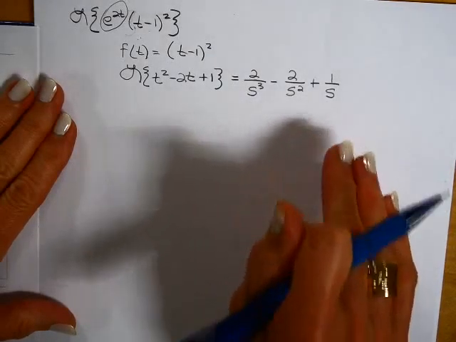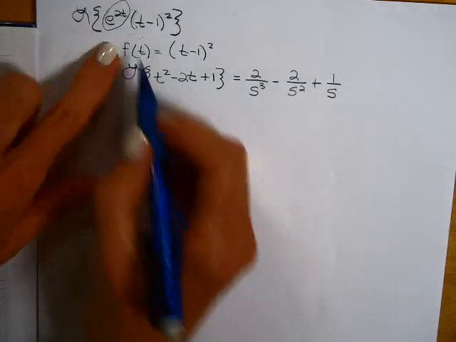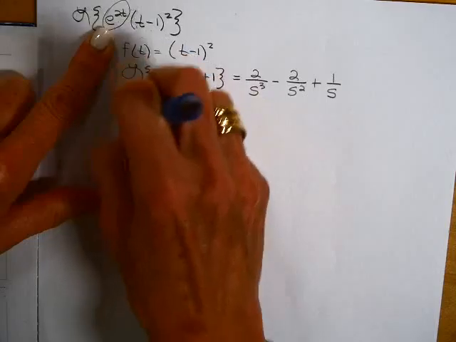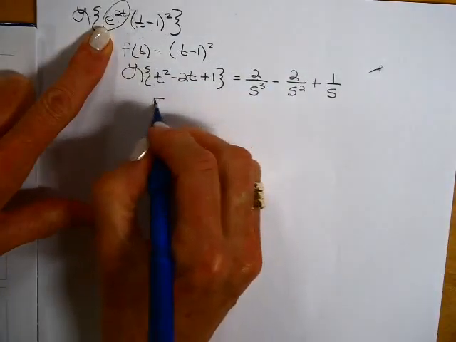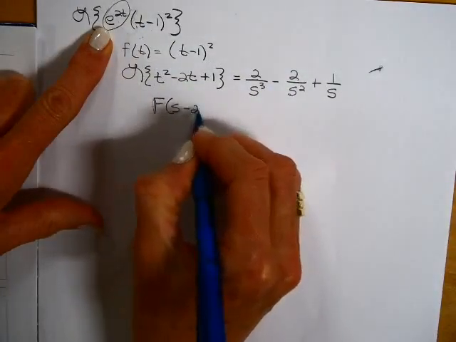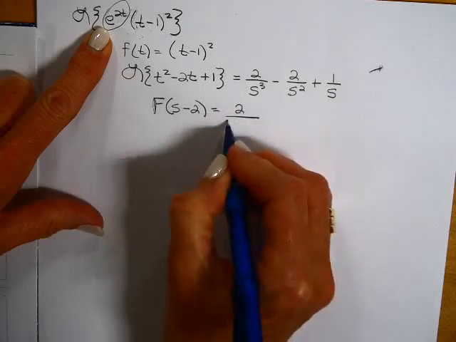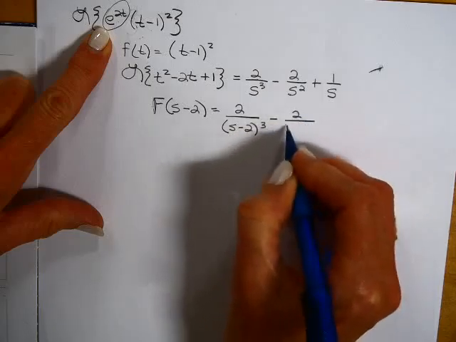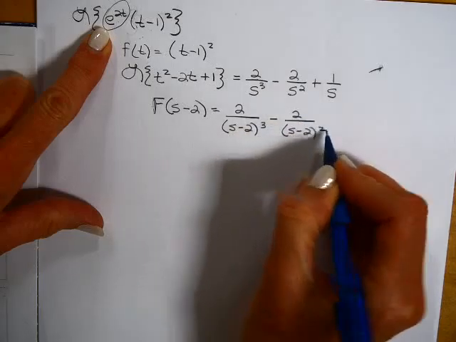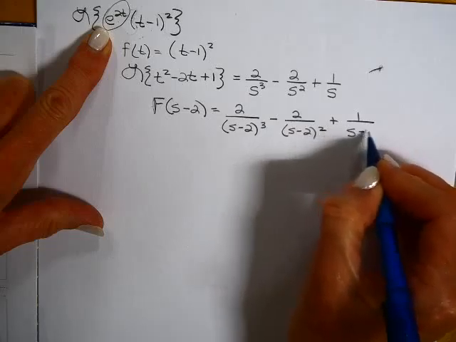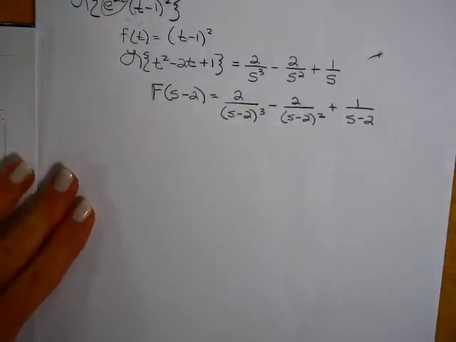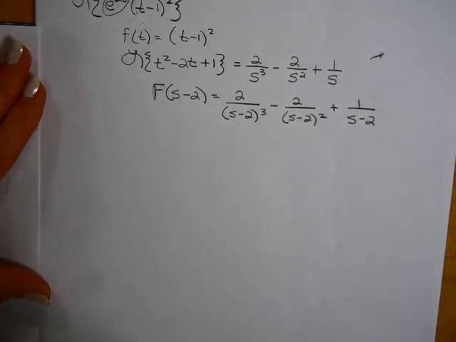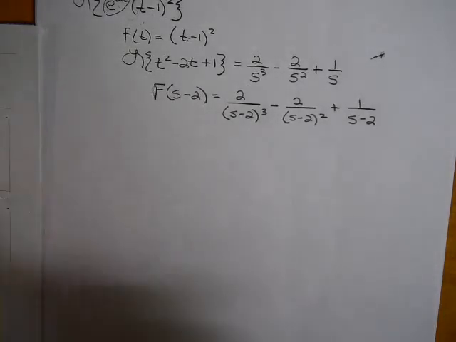All right, don't forget you've got to shift it. So your shift is going to be capital F of s minus 2, which means you have 2 over s minus 2 to the third, minus 2 over s minus 2 squared, plus 1 over s minus 2. So you shift it all, and that's your answer. All right, so any question about taking a Laplace transform of this?